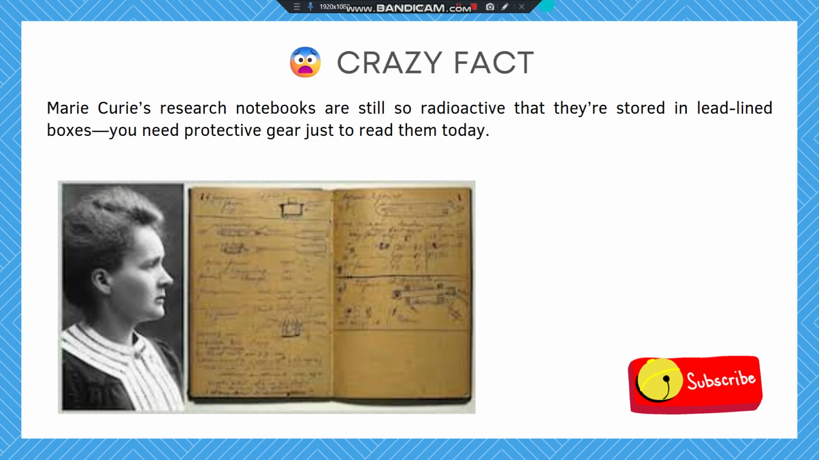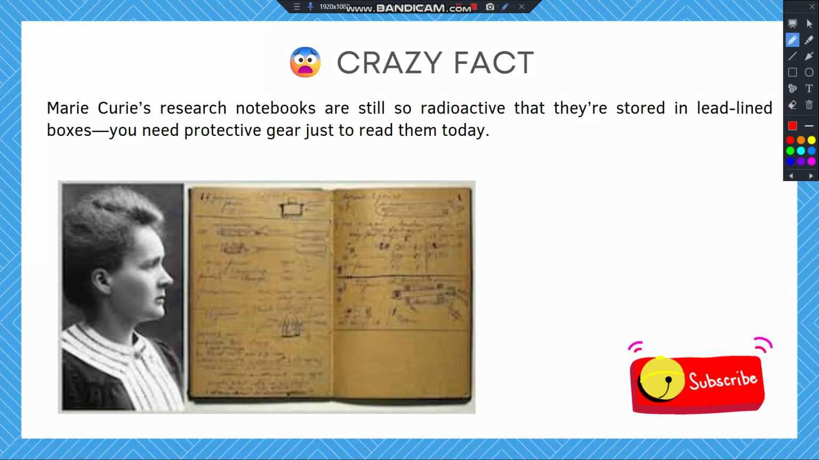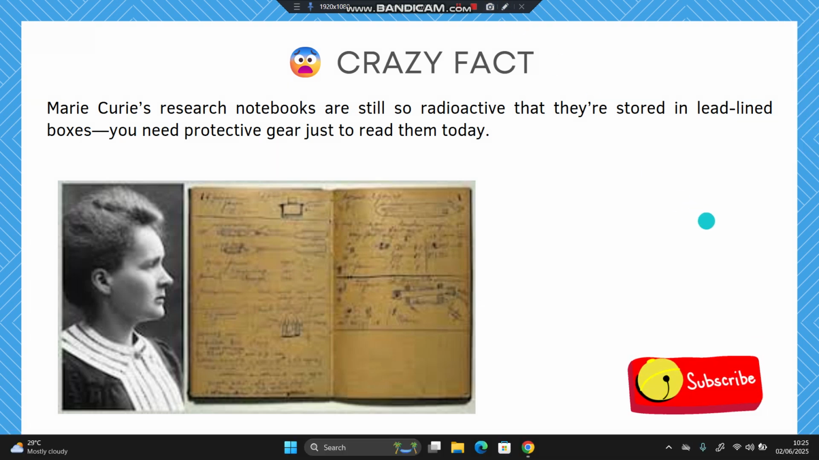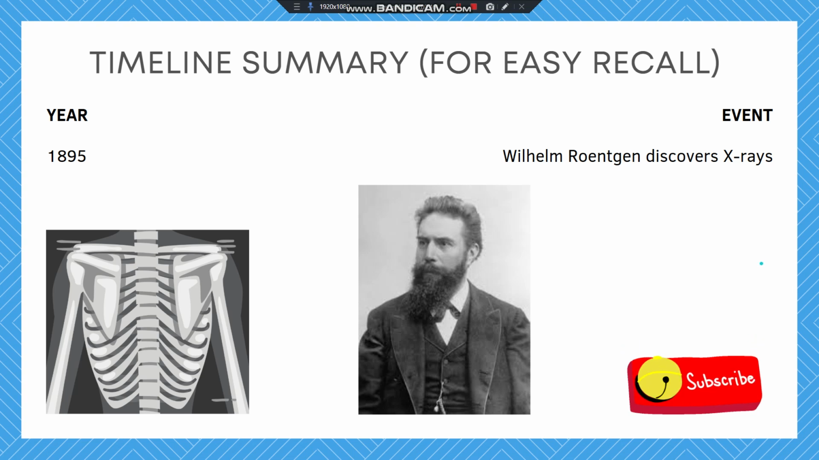Marie Curie's research notebooks are still so radioactive today that they are stored in lead-lined boxes. In fact, you need protective gear just to read them today. That tells you how powerful radioactive materials are. After a long and protracted period of time, radioactive materials still retain that property of being highly radioactive. You can imagine from that period up until now, they're still as radioactive as they were.